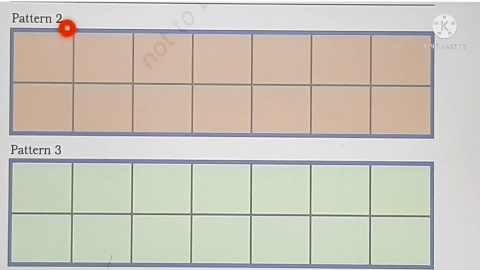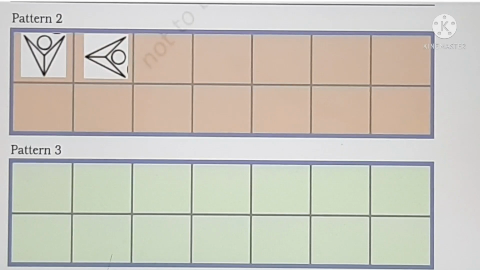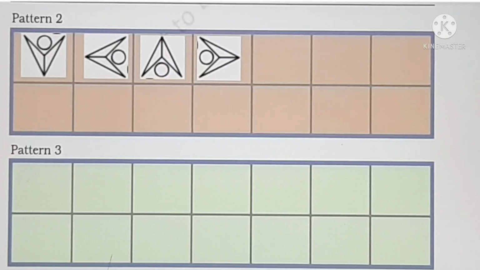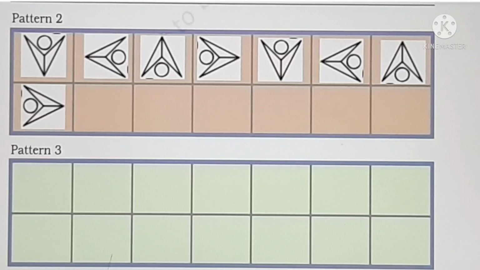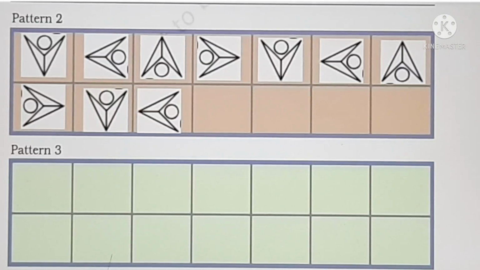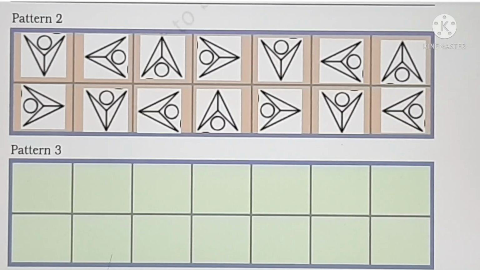Now in the second pattern, we will keep the design downward. As you can see, the block design has been kept pointing downward. So down, and the second we will keep on the left hand side. You can see the pointer on the left hand side. Third we'll keep on top, and then we'll keep on the right hand side. So down, left, top, right, down, left, top, and the right, down, and left. So in this way, we completed pattern number 2.